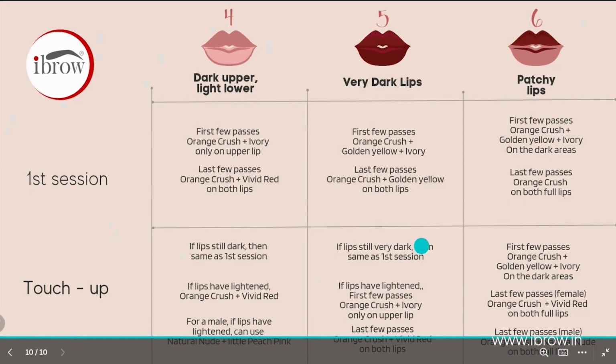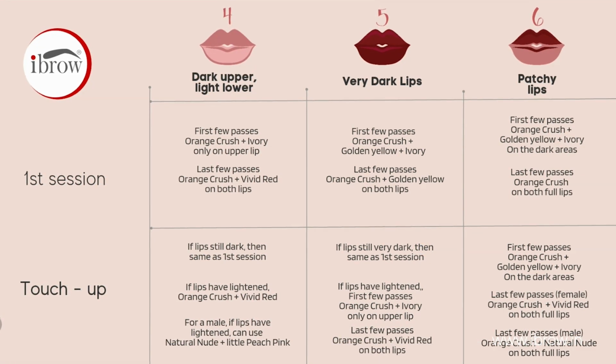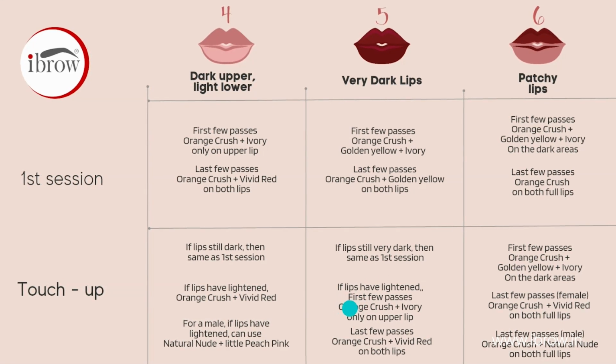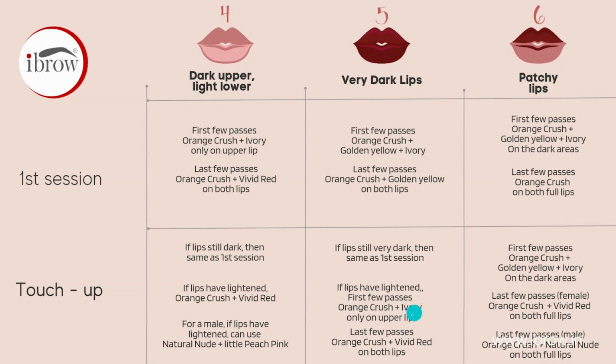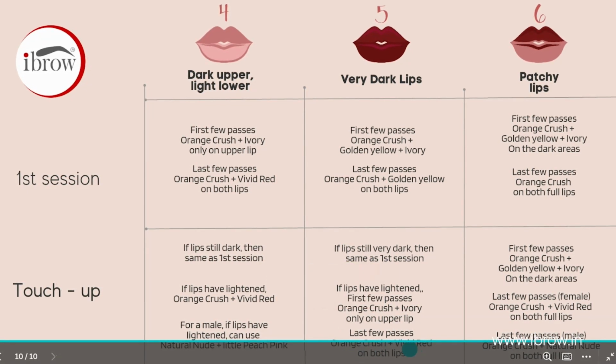Then the color combination is the same as your lip type number 3, that is dark lips, first session. So touch up of very dark lips, if the lips have lightened, is the same as the first session of dark lips uniformly. So then you do first few passes of Orange Crush plus Ivory and last few passes of Orange Crush plus Vivid Red on both lips.